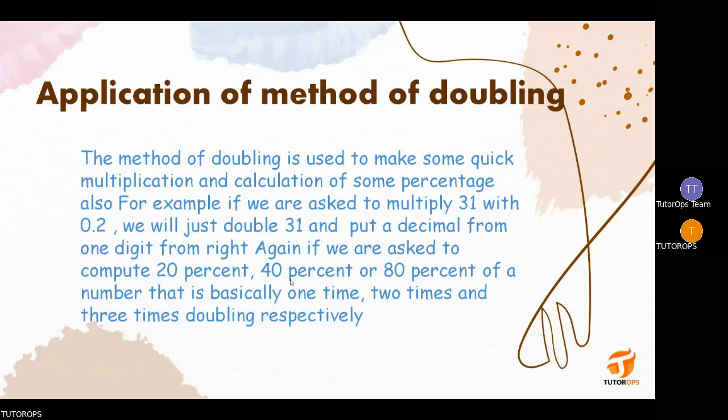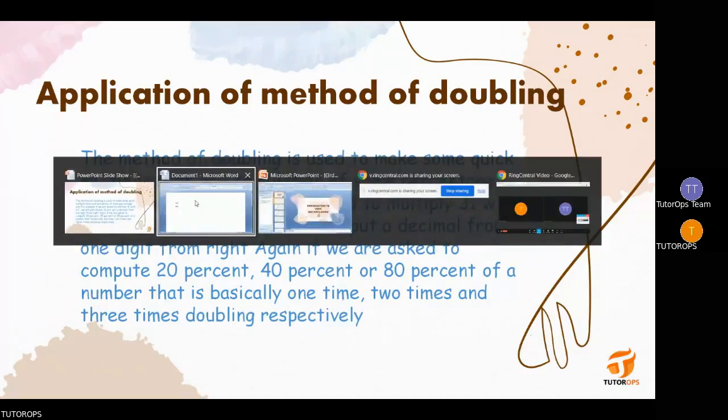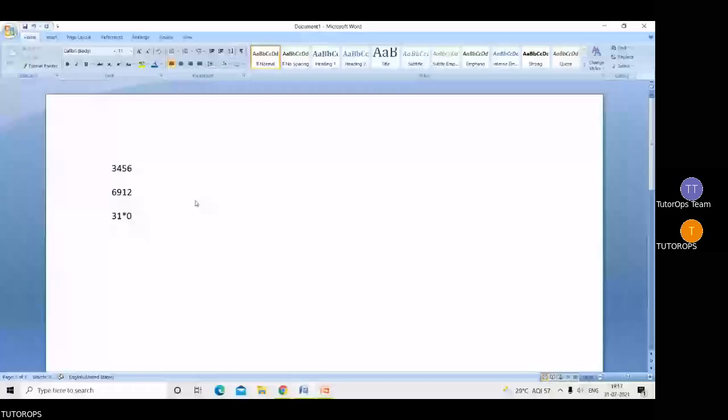For example, if we are asked to multiply 31 with 0.2, remember the example, 31 into 0.2. Now I am explaining this. 31 into 0.2. So I am just writing 0.2 as 2 by 10. So 31 into 2 by 10. So basically I need to double 31, and we know that division by 10 will result only in a decimal shift.